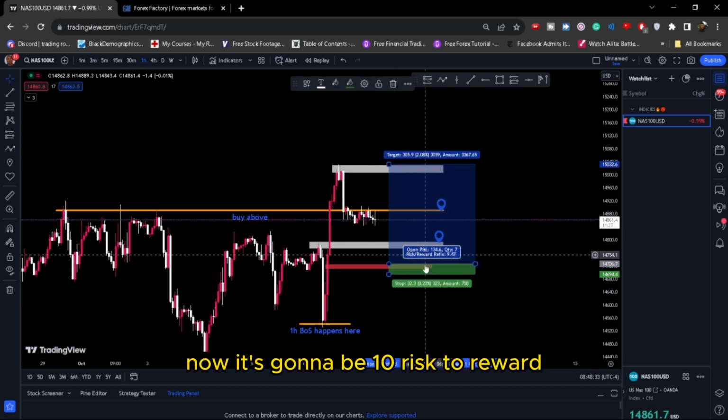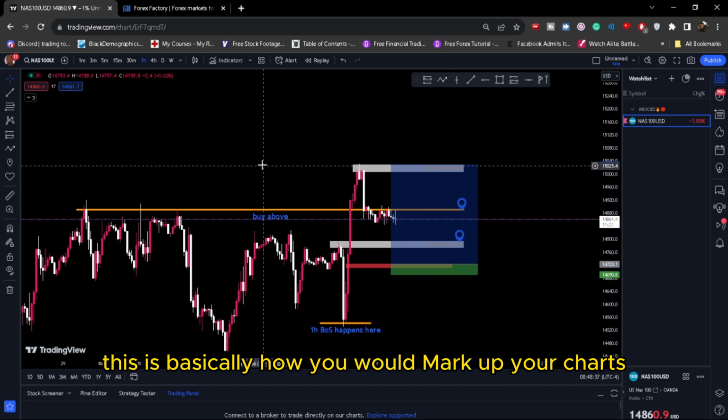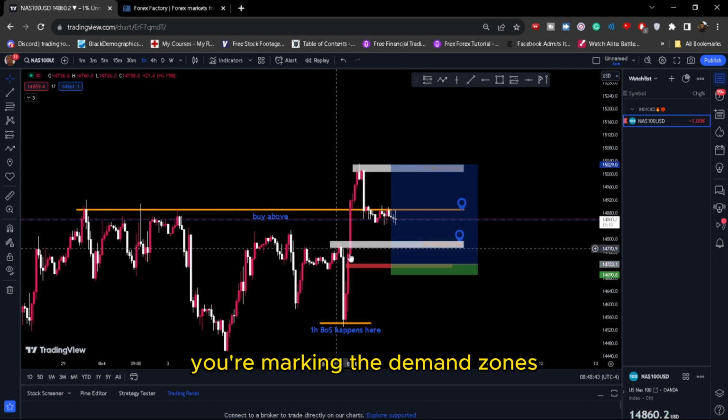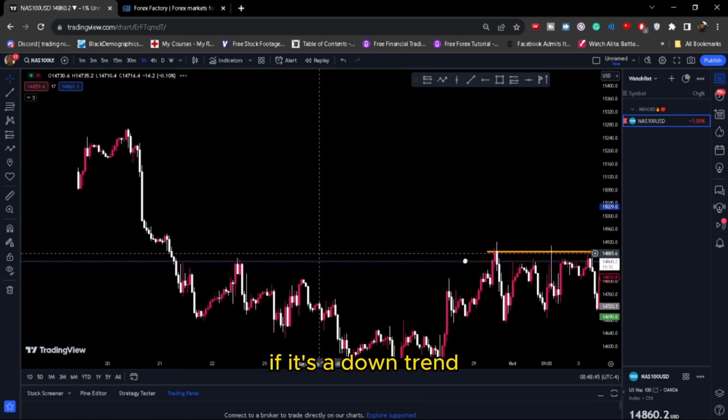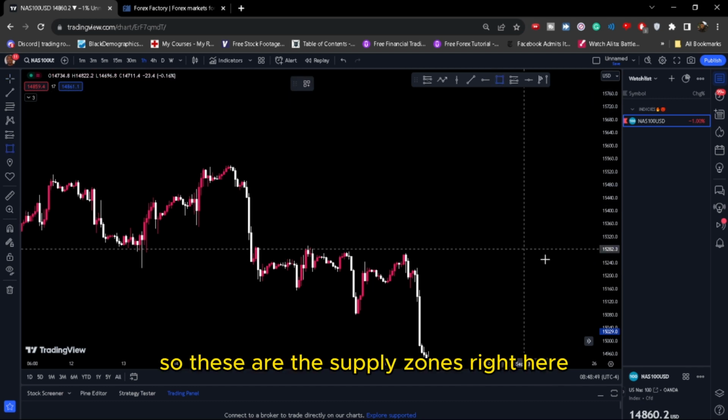Now it's going to be a 10 risk to reward. So as you can see, guys, this is basically how you would mark up your charts, right? So understand again, guys, when it comes to marking up your charts, if it's an uptrend, you're marking the demand zones. If it's a downtrend, in this case here, you're marking the supply zones, right? So these are the supply zones right here.